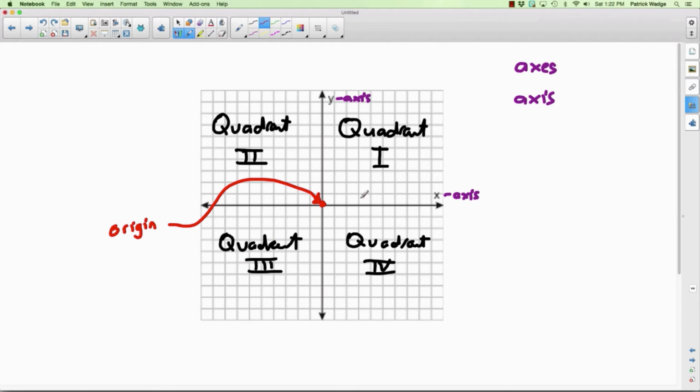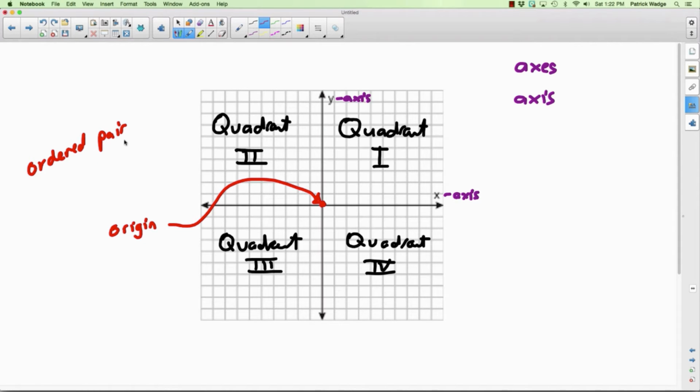Now, every single point on here, there's a point, there's a point, there's a point. You can even put a point in the middle here like that. All those are identified with an ordered pair. So let's take a look at those two words. It's an ordered pair.